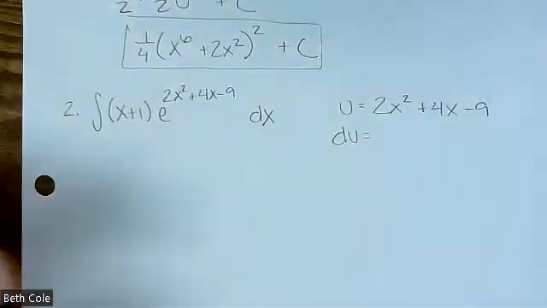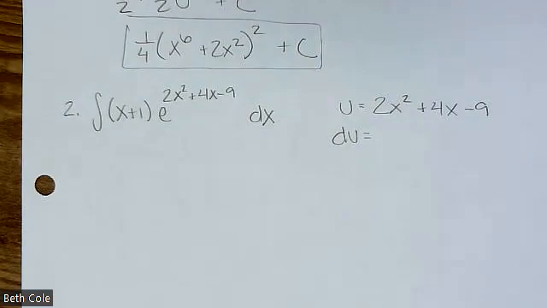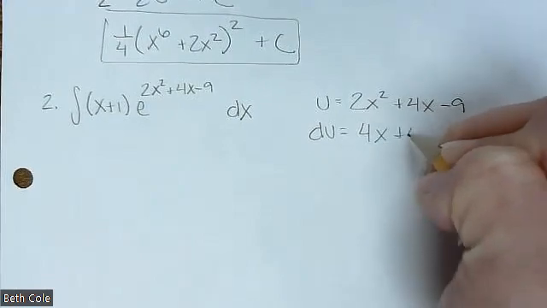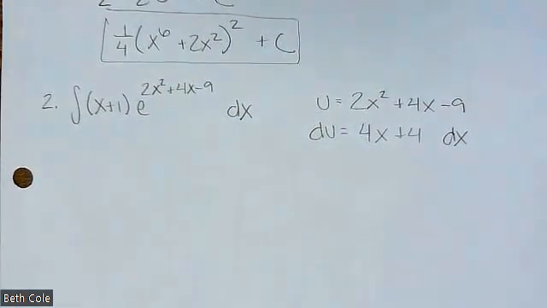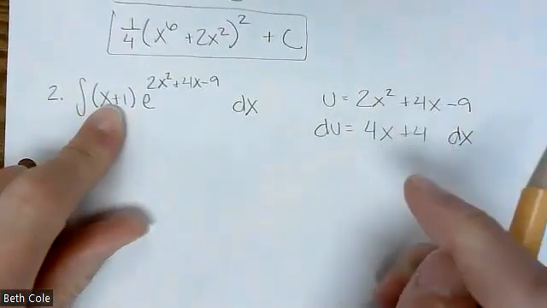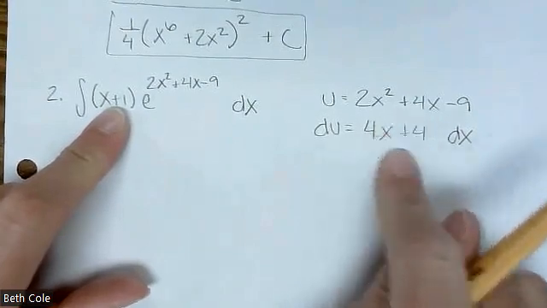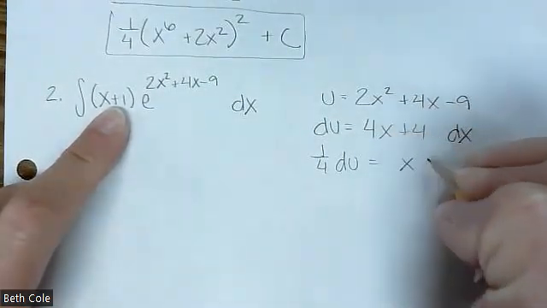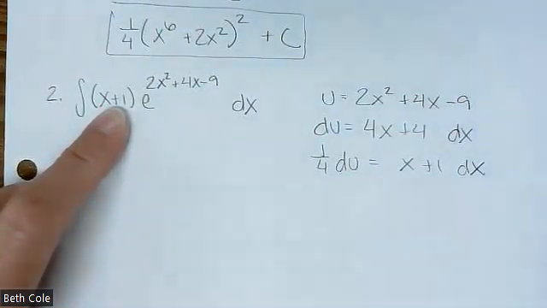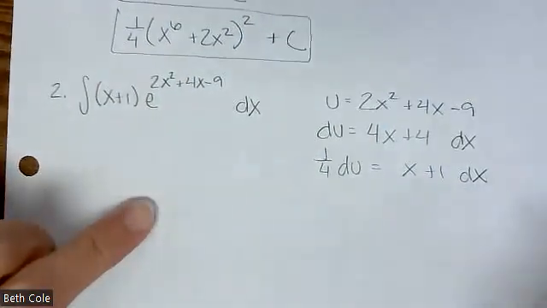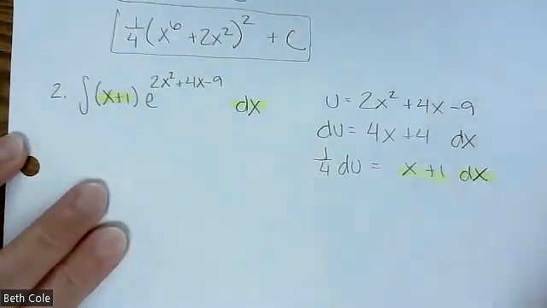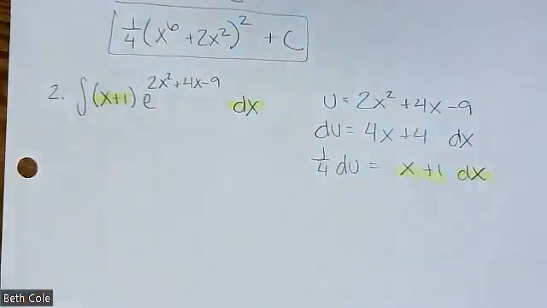So du equals, and it's du dx, but we're just going to put the dx at the other side. What's the derivative of that stuff? Plus 4 dx. Now you have to find that in the problem, and it'll be there. Otherwise, it's a non-doable problem, all right? We have an x plus 1. How can I turn this into an x plus 1? So what's going to go out front? 1/4. Good. 1/4 du equals x plus 1 dx. Here's where I like to highlight. In place of x plus 1 dx, we're going to put 1/4 du.